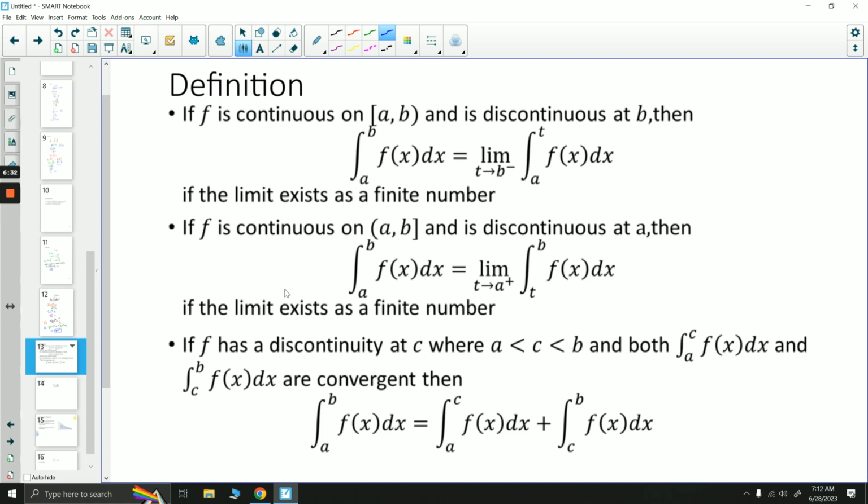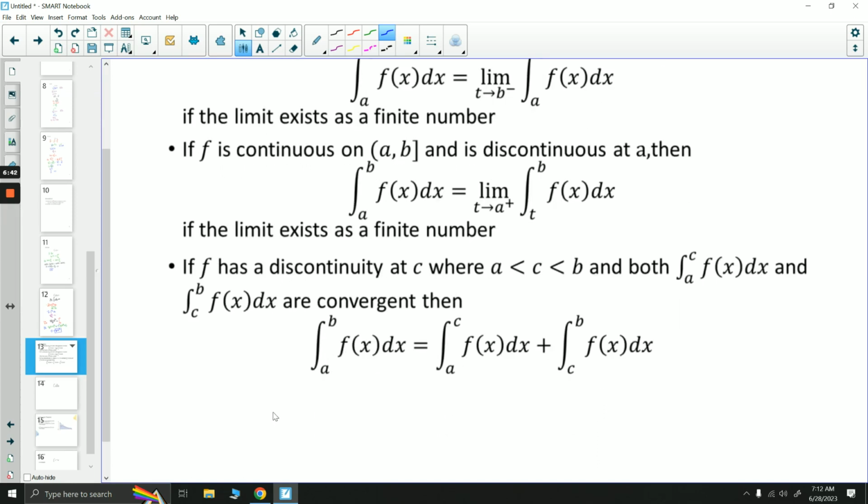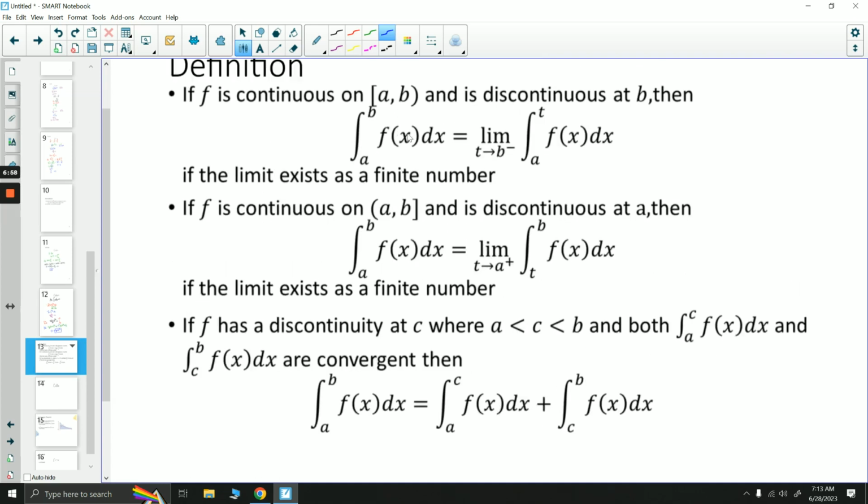And if f has a discontinuity at c where a is less than c, which is less than b, and both the integral from a to c and the integral from c to b are convergent, then the integral from a to b of f of x dx is equal to the integral from a to c plus the integral from c to b. So if we have a disconnect somewhere in the middle, we just split it up around that point and take two improper integrals. That's the point of this. Essentially we're going to apply both of these to find those integrals. That's all this is saying. Okay, let's take a look at another one.